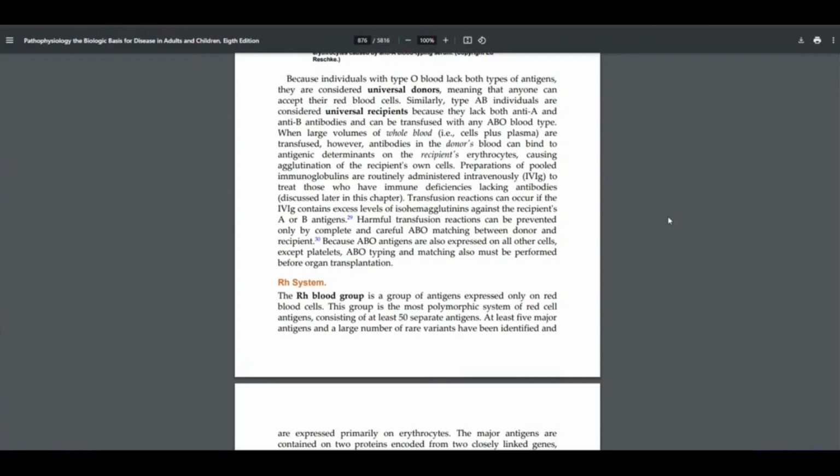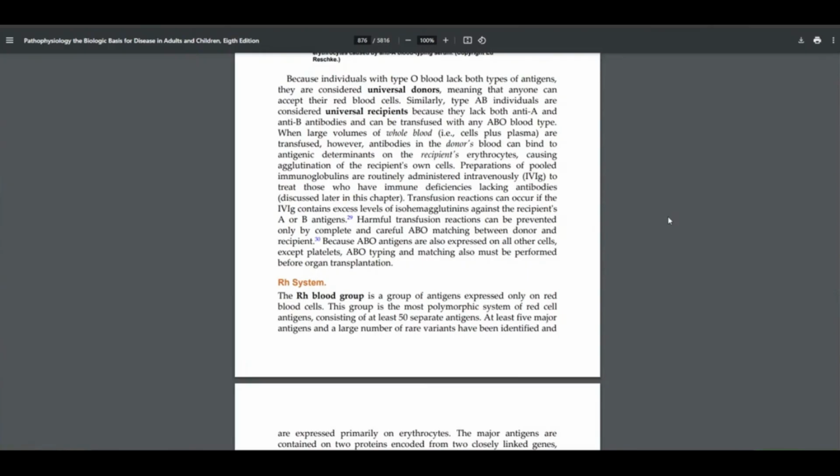intravenously (IVIG) to treat those who have immune deficiencies lacking antibodies. A transfusion reaction can occur if the IVIG contains excess levels of isohemagglutinins against the recipient's A or B antigens.